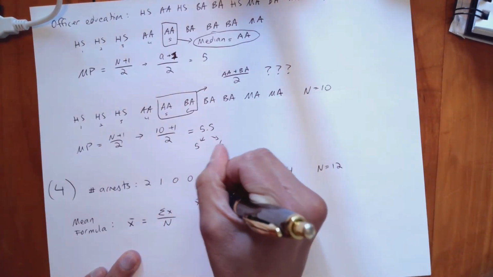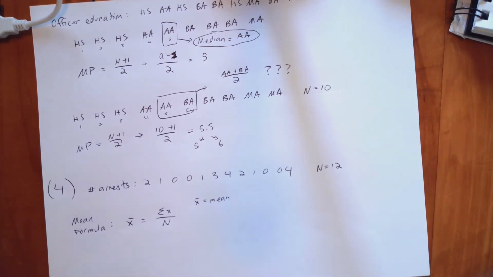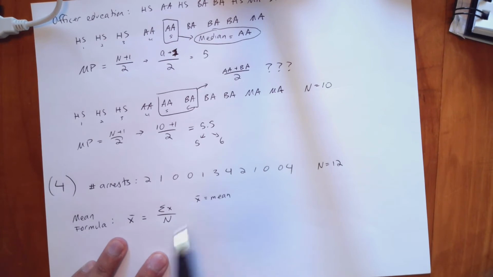X bar is equal to the mean. Anytime you see an X bar in statistics, it's going to refer to a sample mean. So we're treating this as a sample. We're saying this is 12 people out of some greater population, and we're looking at the number of arrests that either one of them have. So we're going to try to find the mean for our sample, or X bar.